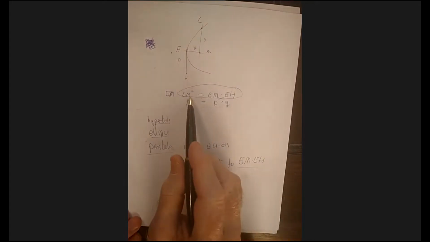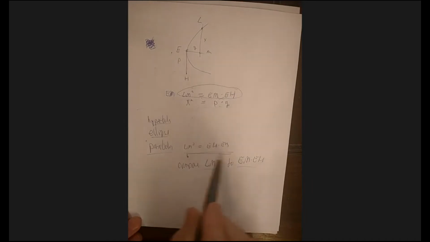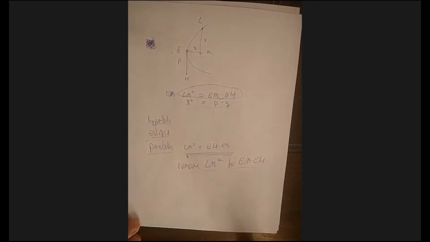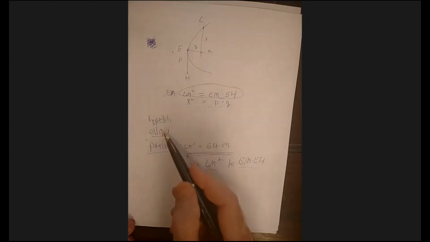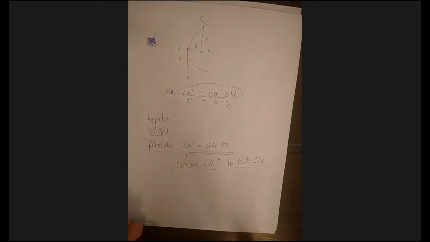So again, we're going to be looking at this quantity, Lm squared equals Em times EH, in each of these three things. We know what it is. They're equal in the parabola, but we're going to compare them in these two things. And how we do that is what defines these things literally, both as mathematical objects and as linguistic objects. So we'll talk about that.